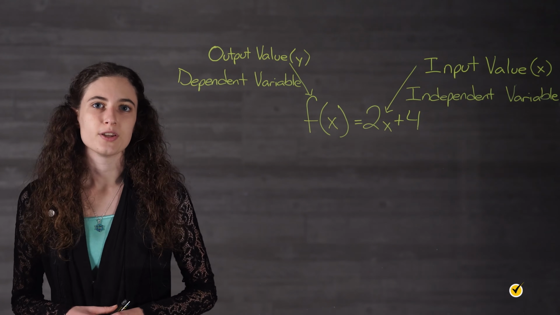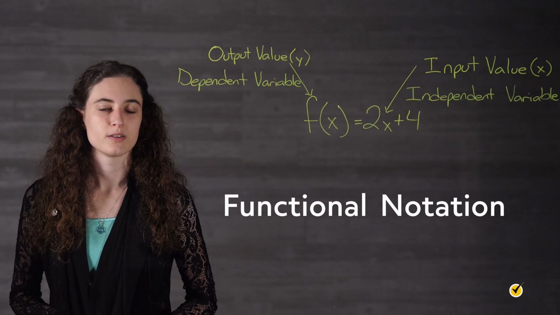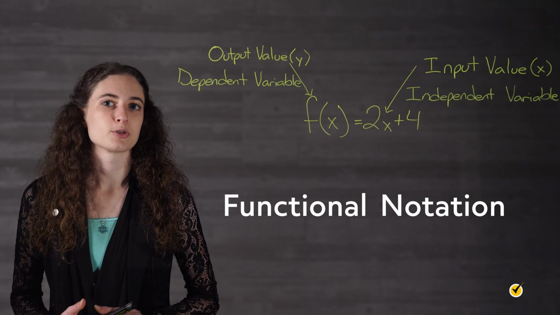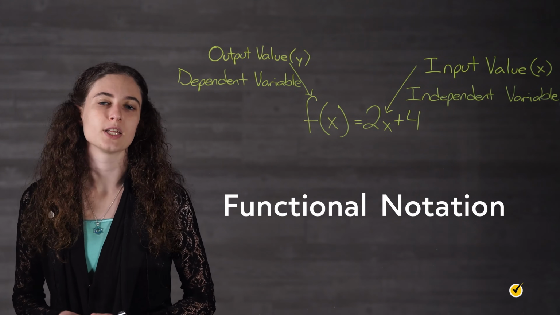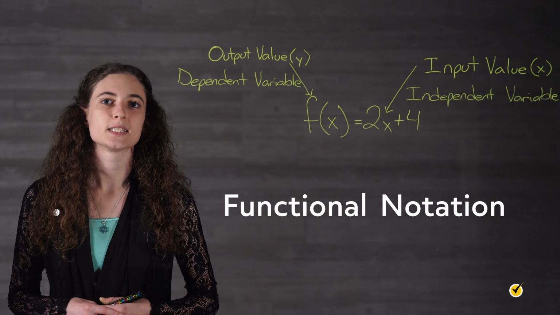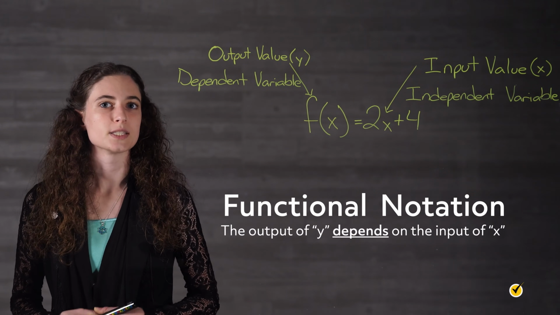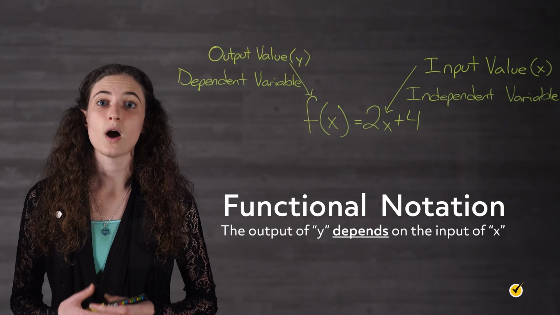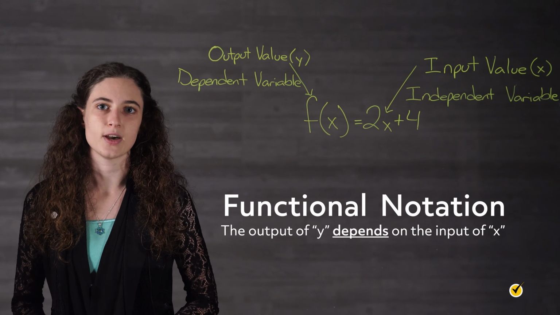This equation is written in what's called functional notation. f of x essentially represents y, just as it would in the linear equation y equals 2x plus 4. f of x is simply stating that the y value is a function of x, meaning that the y value will depend on what the x value is.